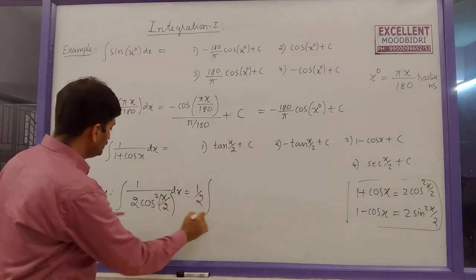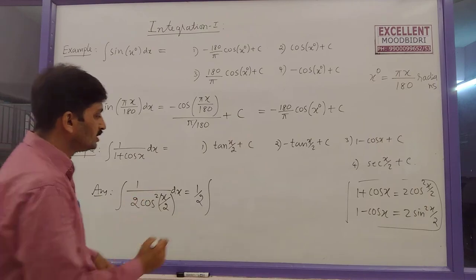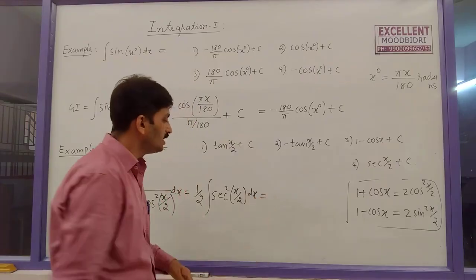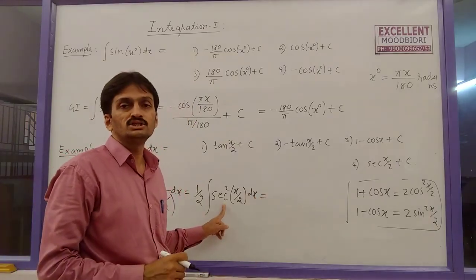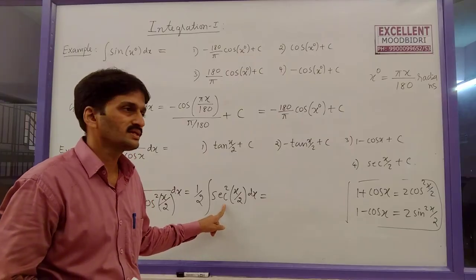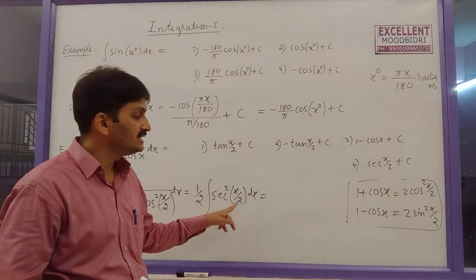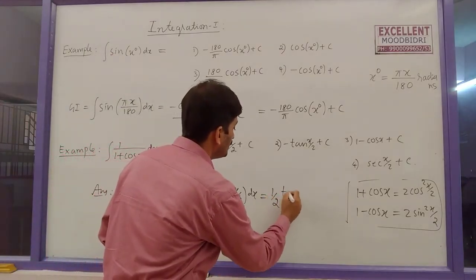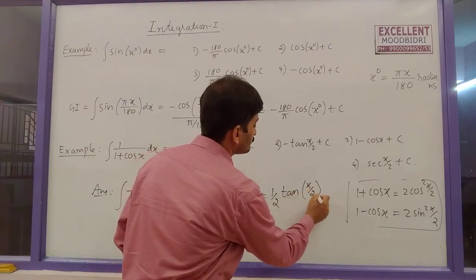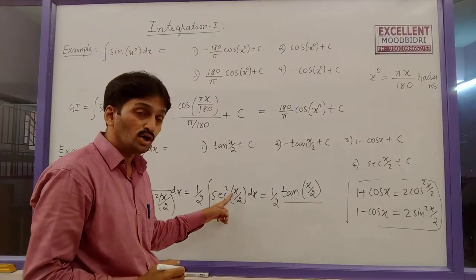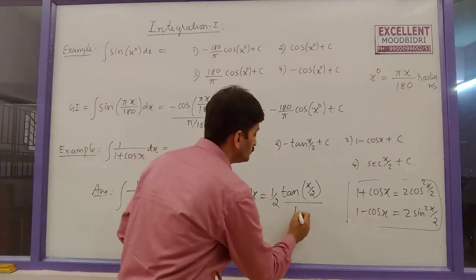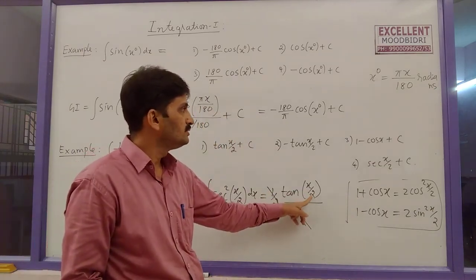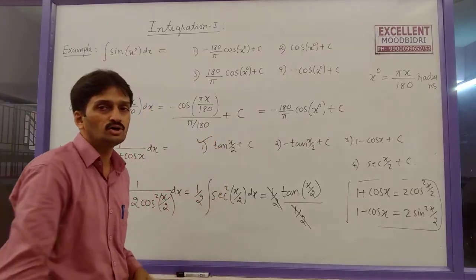Now 1 by 2 is a constant, take it out. 1 by cos square is secant square, correct? Secant square x by 2 dx. Now this is a standard integral. Integration of secant square x is tan x. But in place of x, you have the generalized term x by 2, that is 1 by 2 into x. So 1 by 2 into tan of x by 2, divided by a. What is a here? Not 2. 1 by 2 into x, so a is 1 by 2. So 1 by 2 and 1 by 2 cancel. So the answer is tan of x by 2 plus c. So first option, okay?